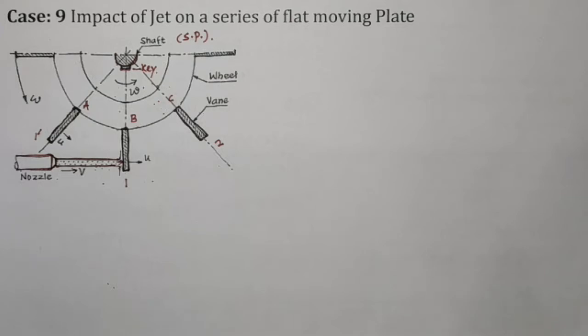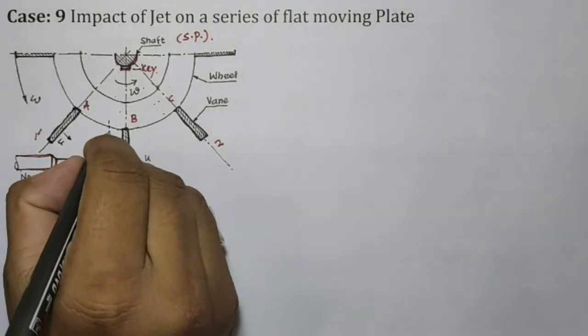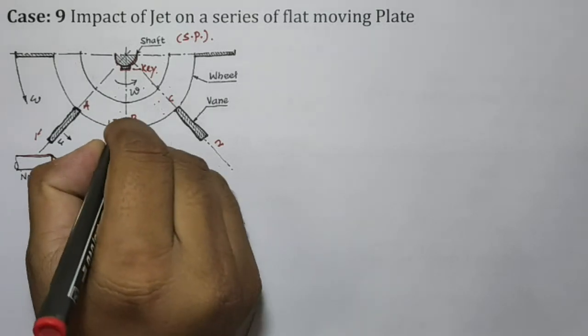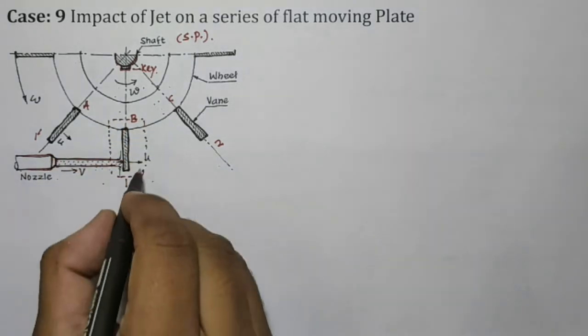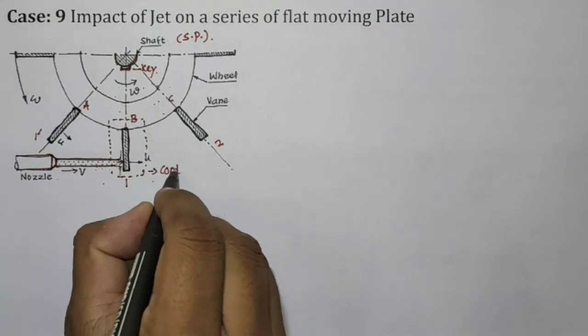Now we will start with the first thing, how to find the mass flow rate. Here there is a difference. This is what we call the control volume.